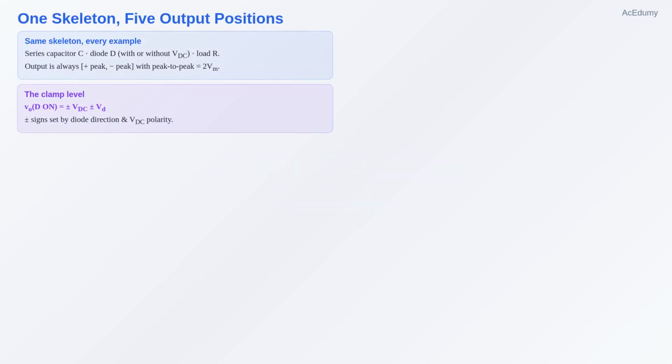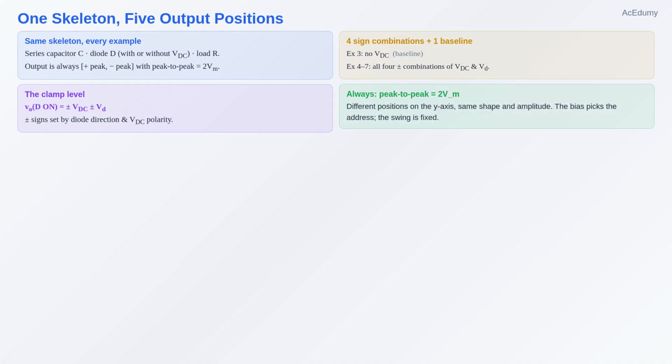Welcome back. In the previous lesson, we built one clamper and added one bias source, but there are many more configurations. Today we will work through 5 worked examples that cover every bias combination you will encounter. Here is the key insight.